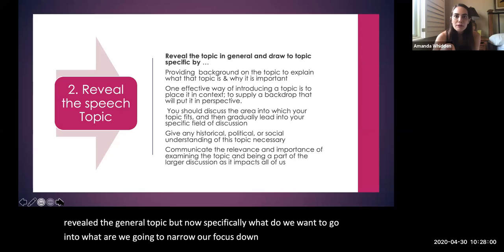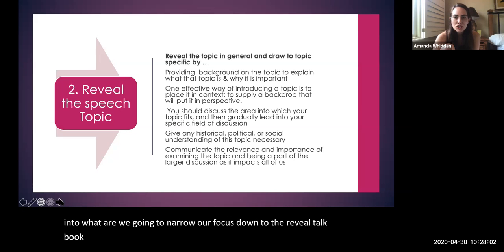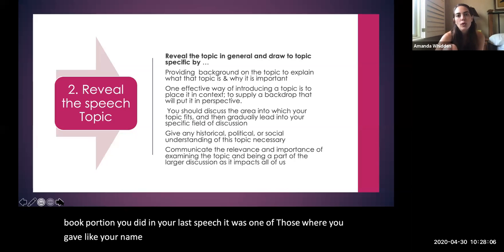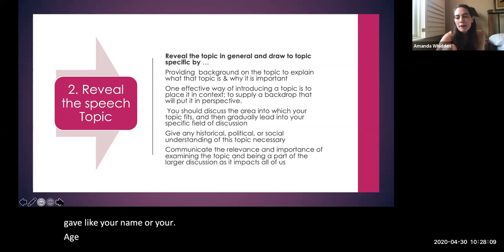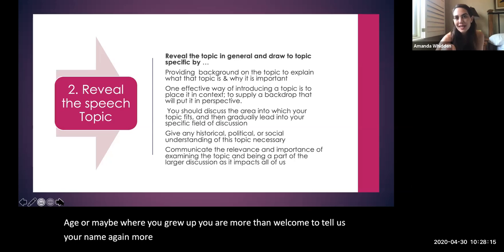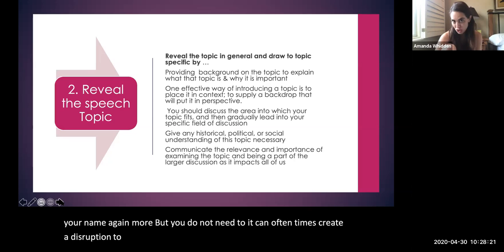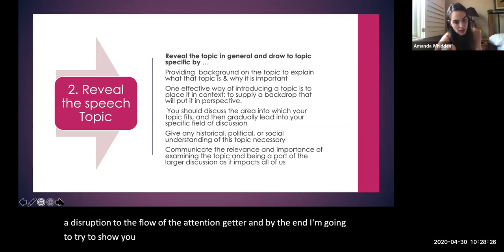The revealed topic portion you did in your last speech. It was one of those where you gave your name or your age or maybe where you grew up. You are more than welcome to tell us your name again, but you do not need to. It can oftentimes create a disruption to the flow of the attention getter. And by the end, I'm going to try to show you an example of how that goes. But I would not include your name at this point.